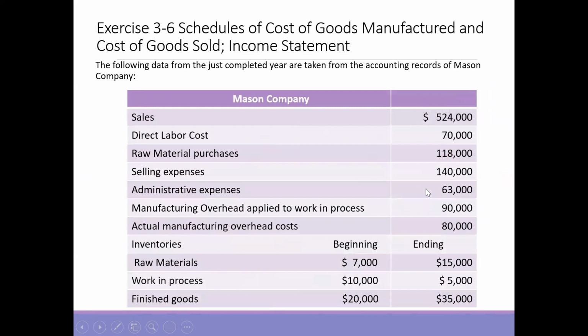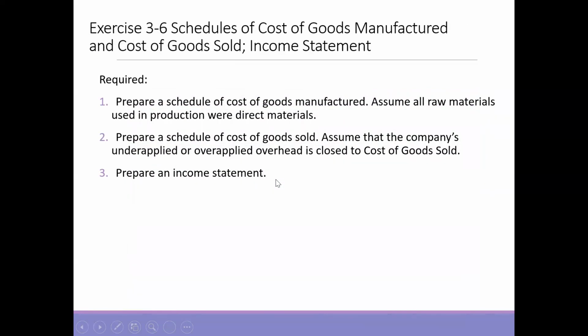Now, here we've got Mason Company, all this information. We are going to prepare the cost of goods manufactured, and we're going to assume all raw materials used in production were direct materials. Then we're going to prepare a cost of goods sold schedule. And we'll assume that the company's under or over applied overhead gets closed to cost of goods sold.